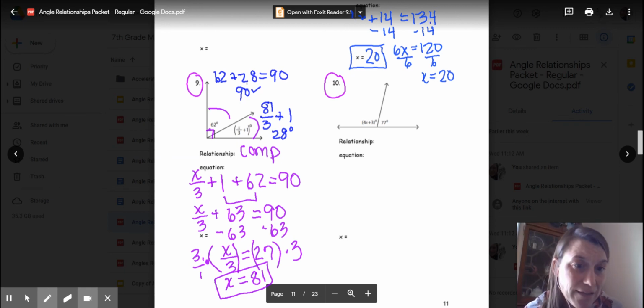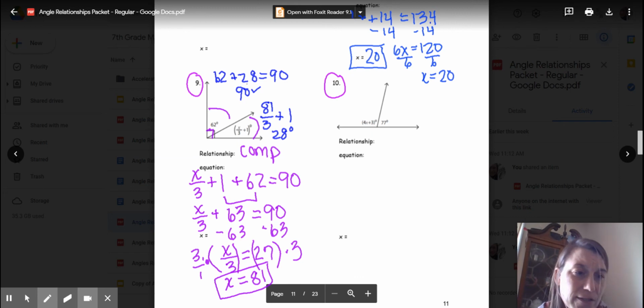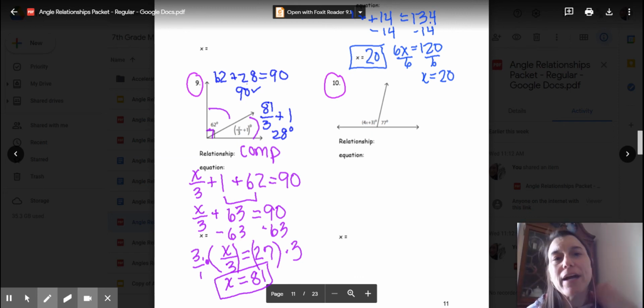So that's the examples from pages 10 and 11. And try numbers 7 and 10 on your own and check them in the answer key.